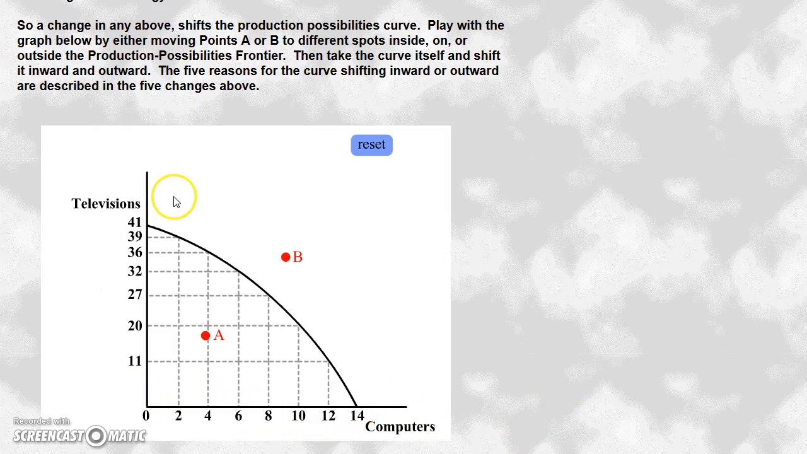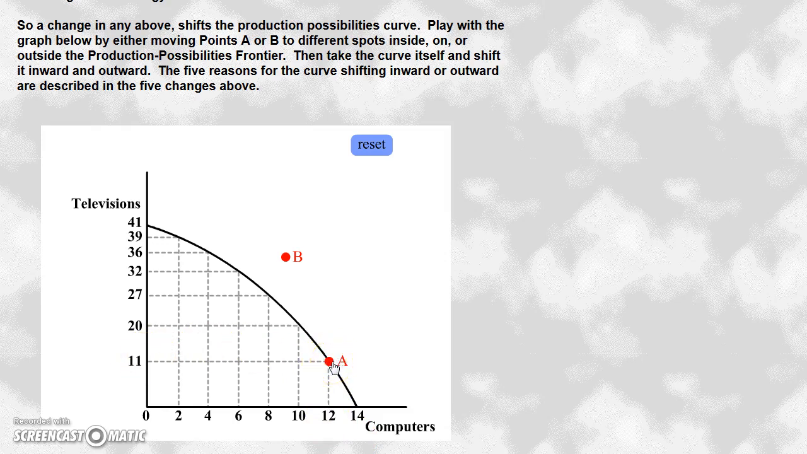0 televisions. If you produce anywhere on this curve, so if I move point A anywhere onto this curve, that means that you are producing to the best of your economy's ability. It doesn't matter if it's here, it doesn't matter if it's here. As long as you're somewhere on this curve, that means you're using all of your resources. So in this case, let's move point A there. That means that you're producing 12 computers and 11 televisions.